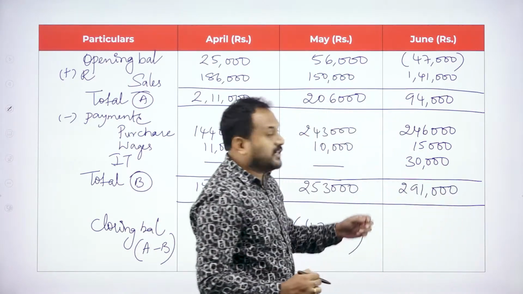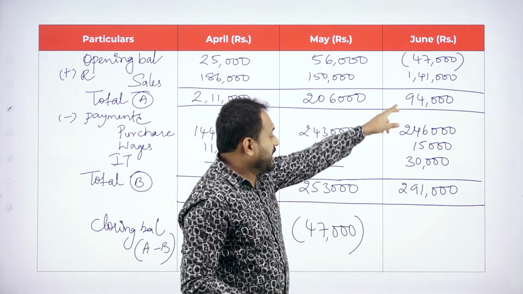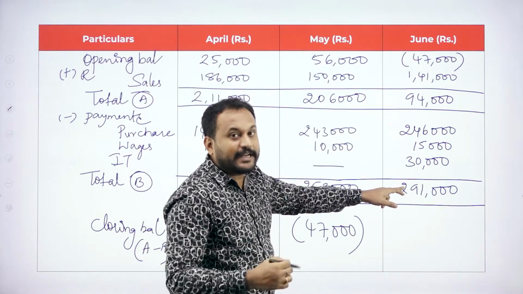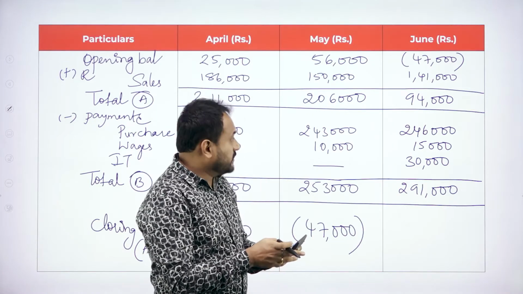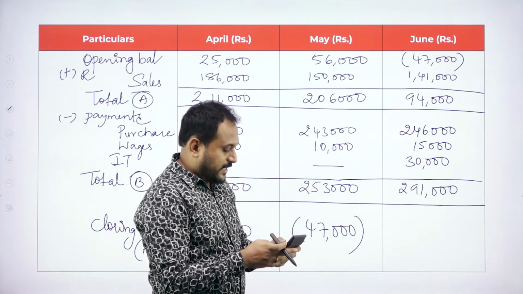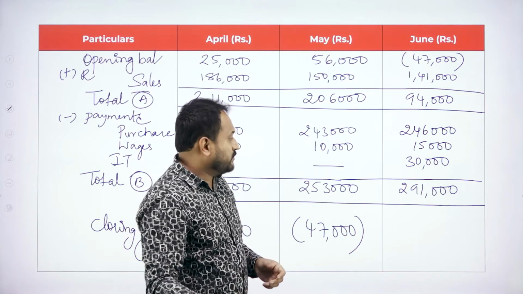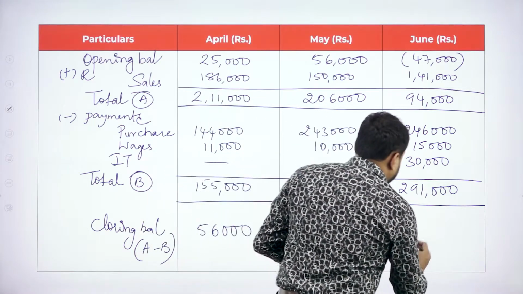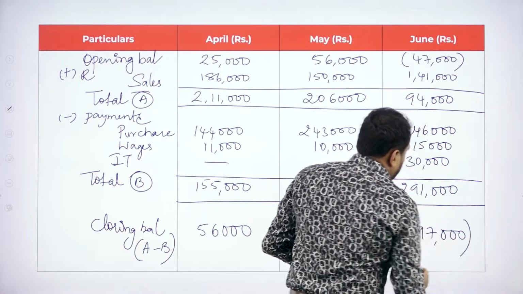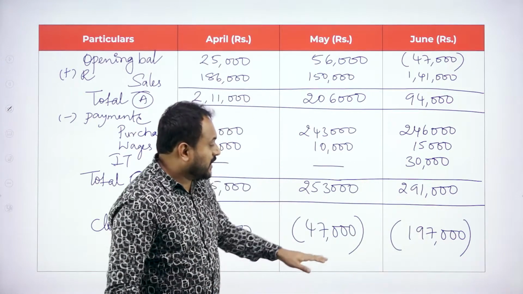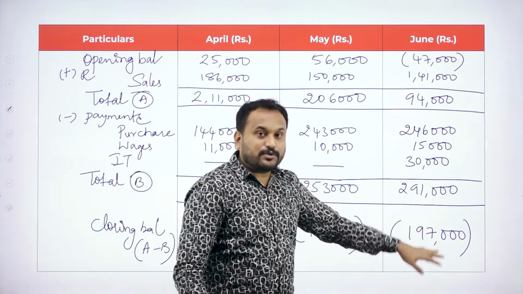2,91,000. Now we need to actually subtract, that is A minus B. That's how you will get negative here. Again, it is 291 minus 94. So it is 197. So again, it is negative 197. 1,97,000 is the deficit, in the sense you don't have money.